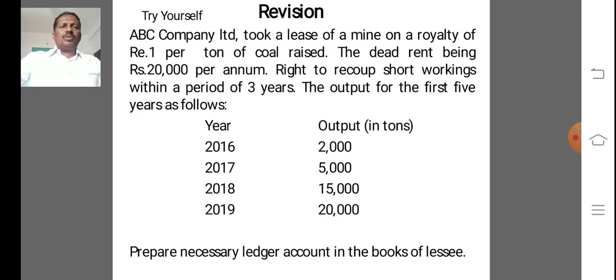And try yourself. ABC Company Limited took a lease of a mine on a royalty of rupee 1 per ton of coal raised. The dead rent being rupees 20,000 per month. Right to recoup short workings within a period of 3 years. The output for the first 5 years are as follows.